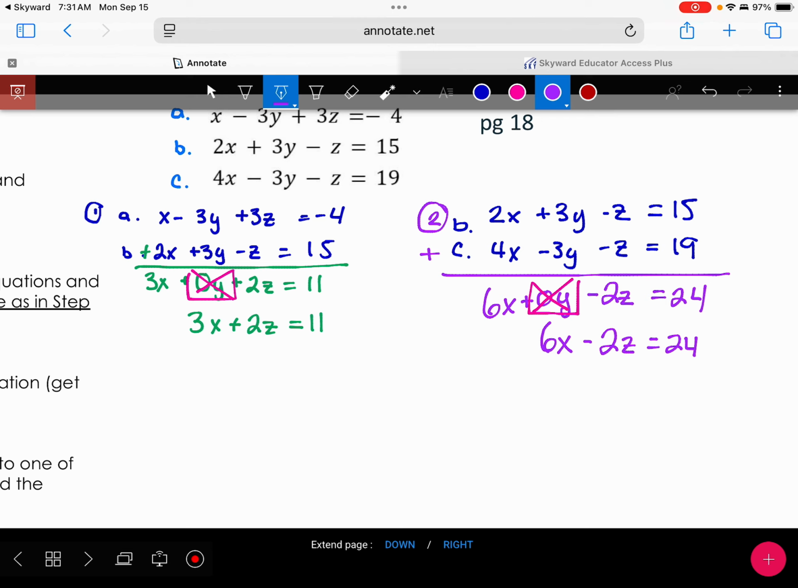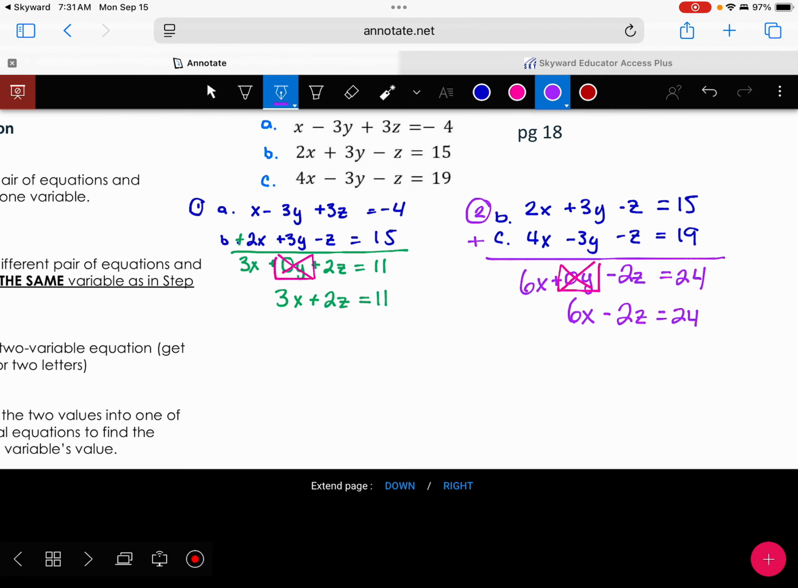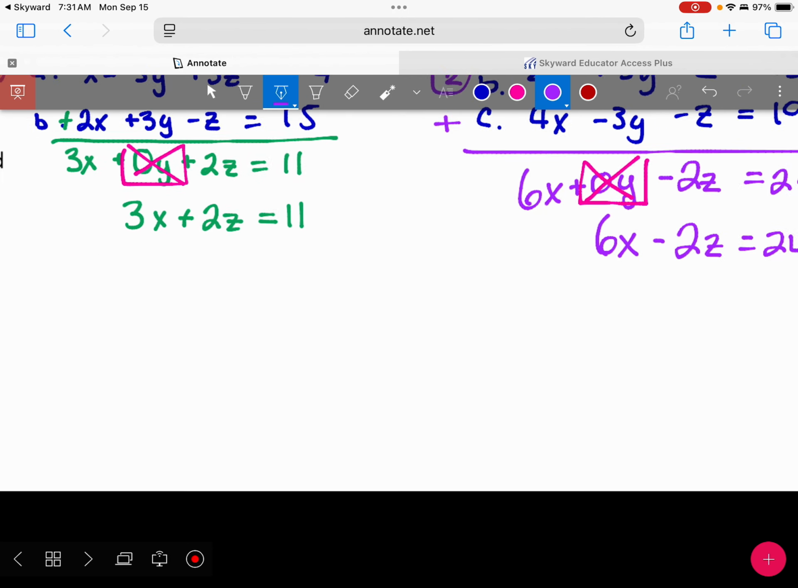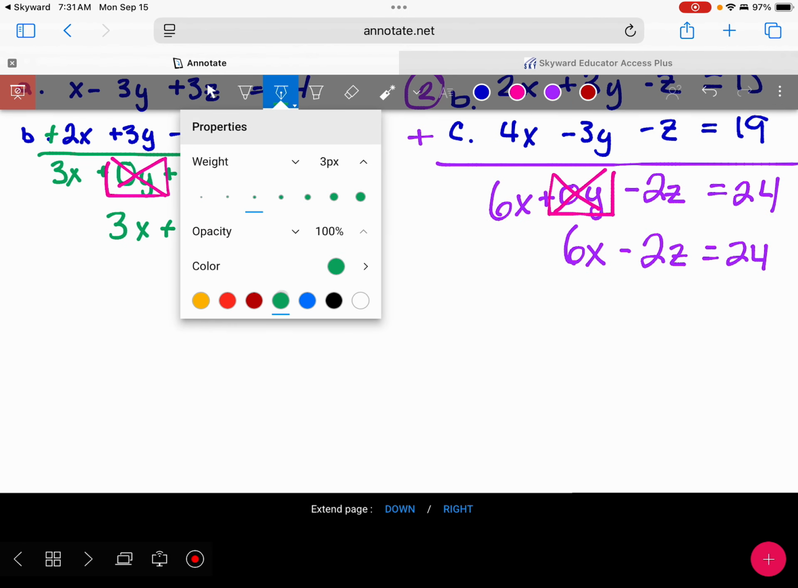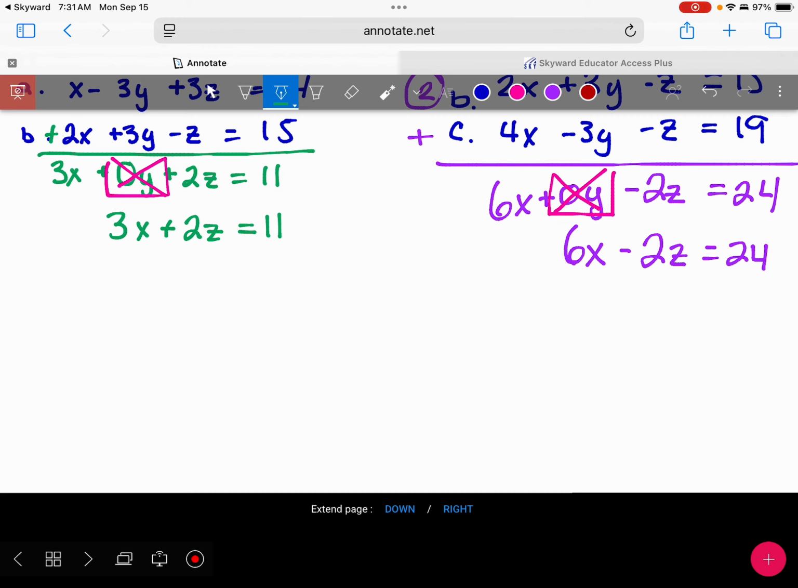What we got at the end of step 1 and step 2 is a 2-variable equation and a 2-variable equation. That's a system we can solve. My green equation and my purple equation up here, for step 3, we need to solve that system. So I'm going to stack them on top of each other real quick. So this is for step 3.